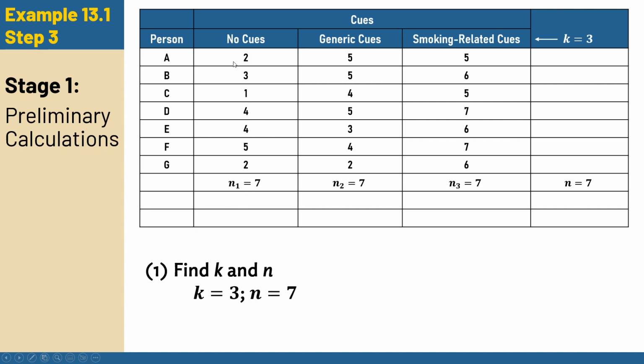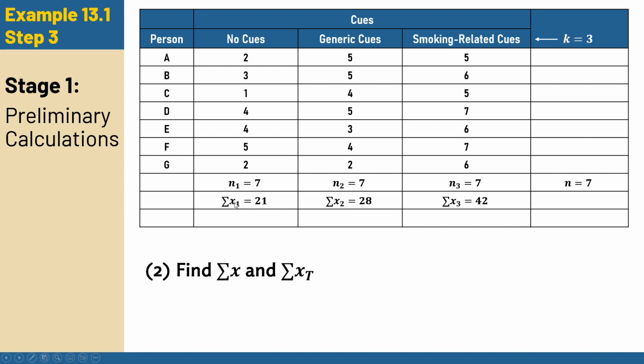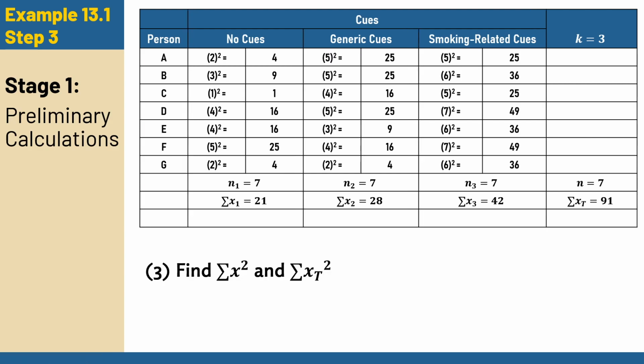Little n is 7, I should be more specific, because we have 7 people in each condition. Now we need to find the sum of x total. First, the sum of x is easy. We're just going to add up all the observed values of x, in other words, all of the individual ratings of effectiveness of each of the ads. We'll get our total of 91.